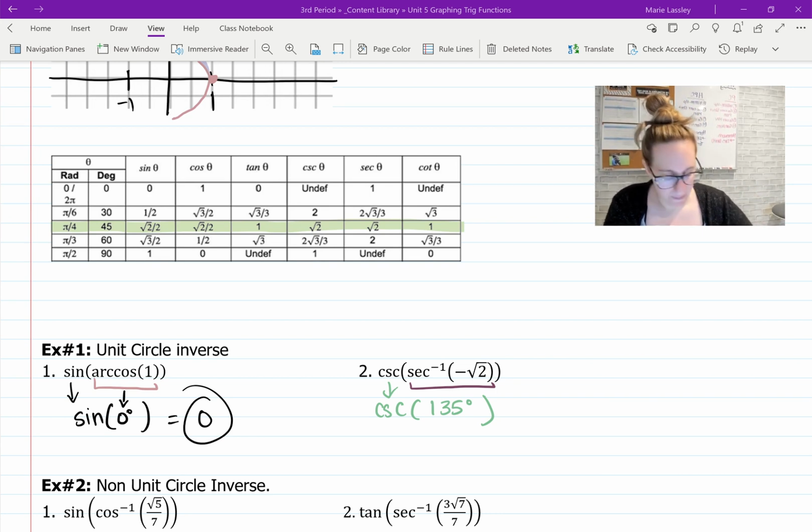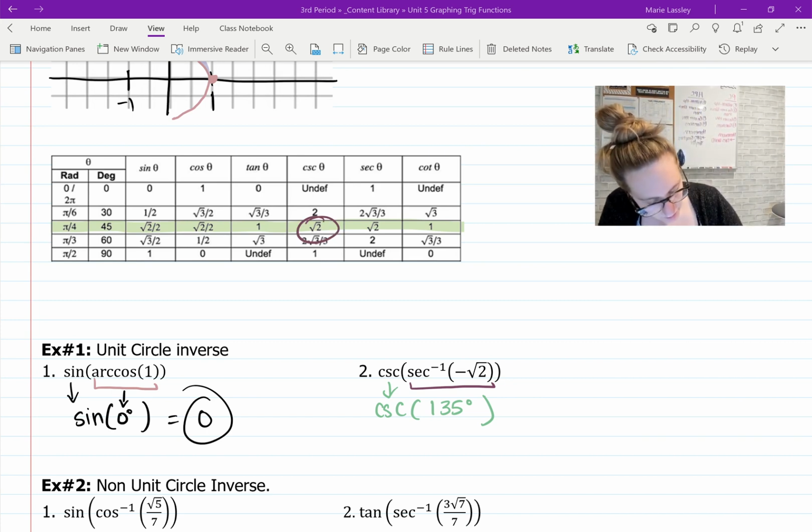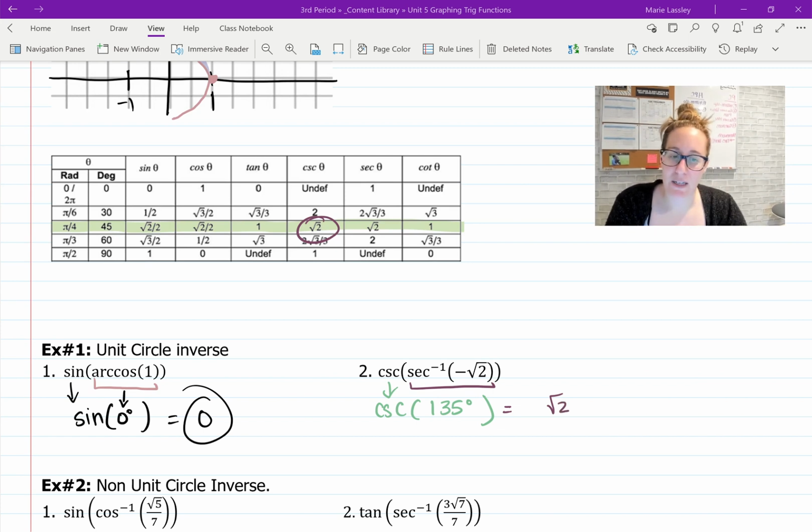So for the 45-degree angles, our cosecant value is the square root of 2. All right, so we know that this is going to equal square root of 2. Now, is it going to be positive square root of 2 or negative square root of 2? In the second quadrant, our cosecant value, which is our reciprocal of sine, is positive. So this is positive square root of 2. That is our final answer.